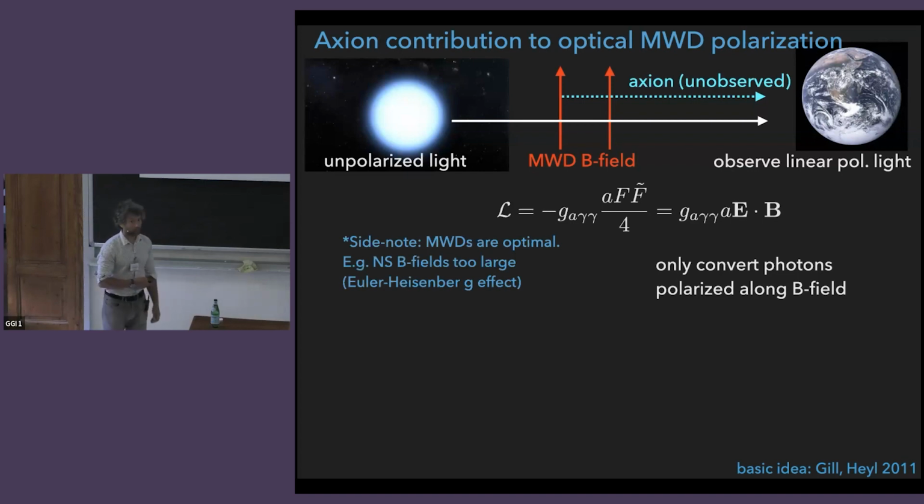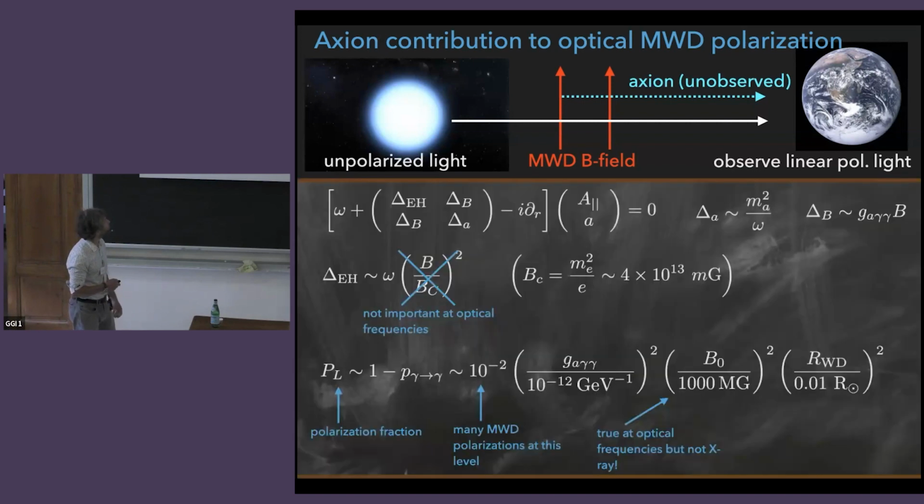As a side note, you might be thinking in the back of your mind already, maybe I can do this with neutron stars. They have even stronger magnetic fields. It turns out magnetic white dwarfs are the optimal targets, at least for stars. And the reason is that neutron star B fields are actually too large. And the Euler-Heisenberg term, which I'll mention later, suppresses the conversion probability for neutron stars.